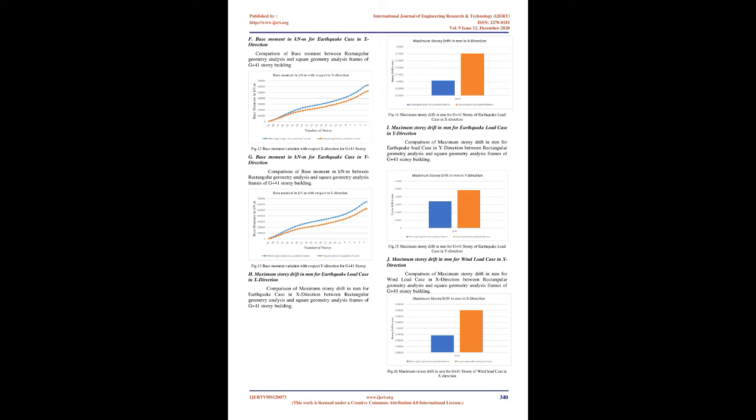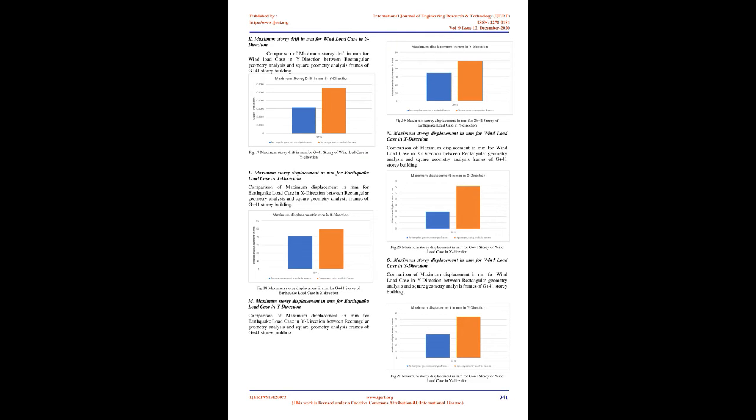K. Maximum story drift in mm for wind load case in Y direction. Comparison of maximum story drift in mm for wind load case in Y direction between rectangular geometry analysis and square geometry analysis frames of G plus 41 story building. L. Maximum story displacement in mm for earthquake load case in X direction. Comparison of maximum displacement in mm for earthquake load case in X direction between rectangular geometry analysis and square geometry analysis frames of G plus 41 story building.